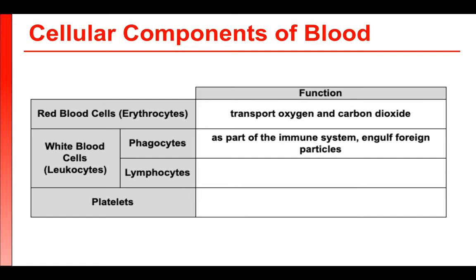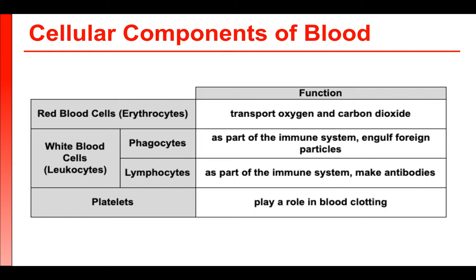As part of the immune system, their job is to go around and find foreign particles and engulf them, take them into the cell. And then you have lymphocytes, which are also part of the immune system. They work with the phagocytes and they end up making antibodies. So something foreign gets in the body, the phagocytes eat it essentially, and then they display it to the lymphocytes, which recognize it and then make antibodies. And then finally, the platelets play a very important role in blood clotting.